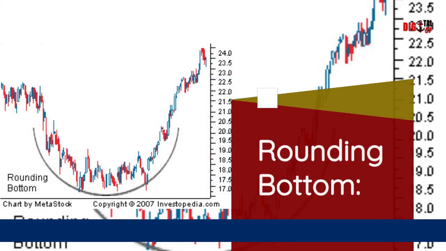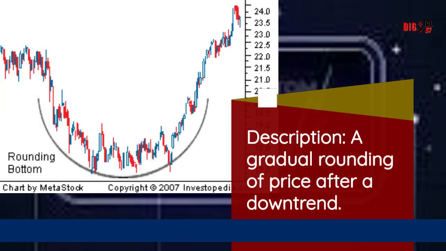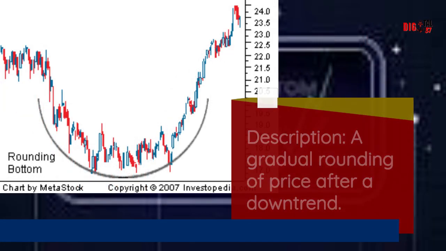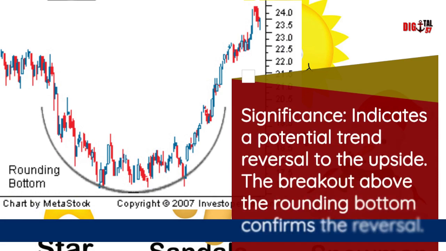Rounding bottom. Description: a gradual rounding of price after a downtrend. Significance: indicates a potential trend reversal to the upside. The breakout above the rounding bottom confirms the reversal.